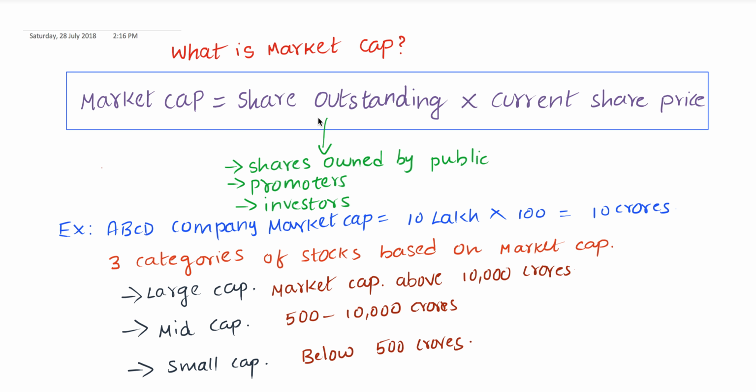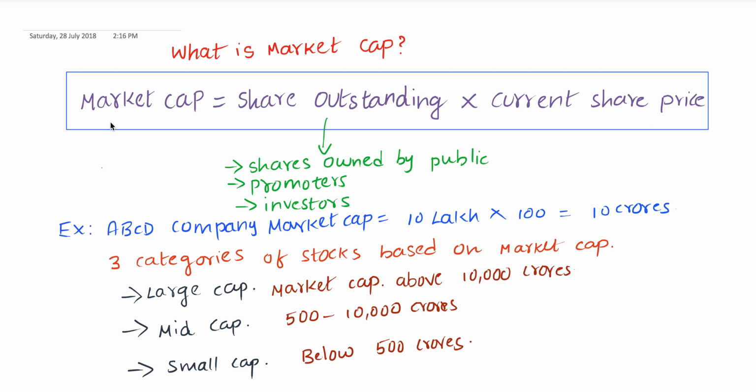So what is share outstanding? To calculate the total number of shares outstanding, you need to use this formula. You need to calculate the total shares owned by public, promoters and investors. You don't need to calculate these things; they would be presented on the website of that company, or you can get the information on the official NSE and BSE sites, or on financial websites like Moneycontrol.